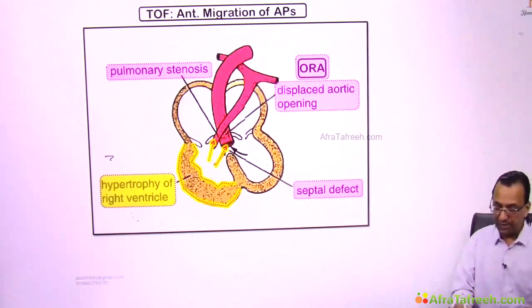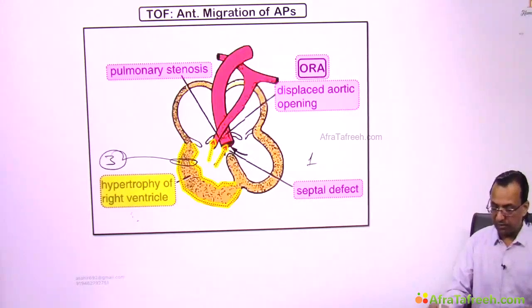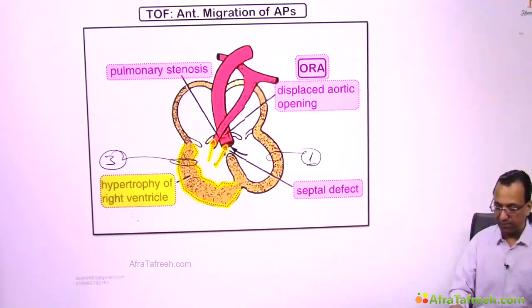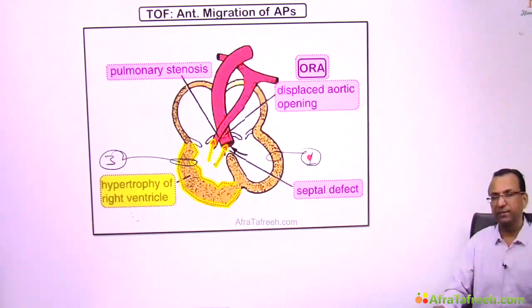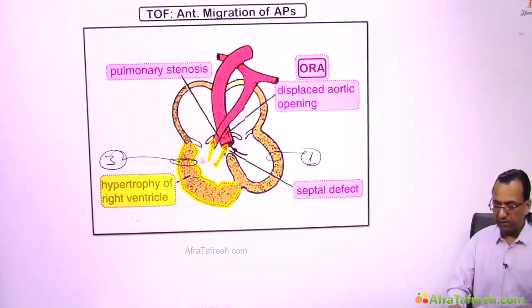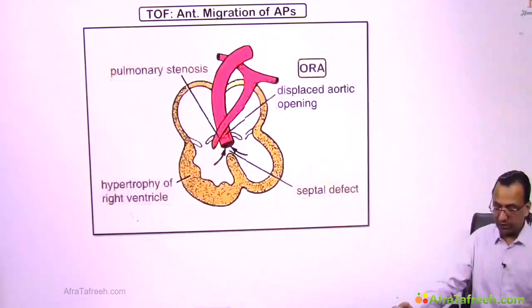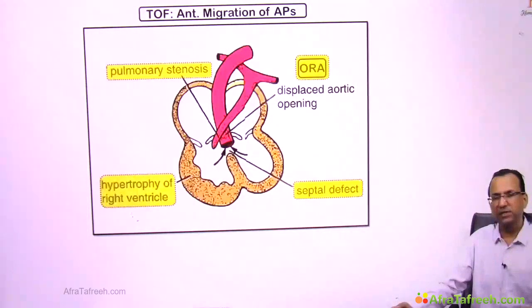Actually, it is 3:1. What is 3:1? The right ventricle is 3 times thicker than the left ventricle. So you're telling me that in tetralogy of Fallot, there is so much hypertrophy that the right ventricle has become 3 times thicker than the left ventricle? Yes, that is the point here. The right ventricle has become 3 times thicker than the left ventricle. That's the point. Right, so this is the tetralogy of Fallot.